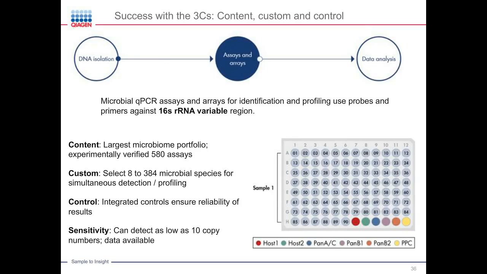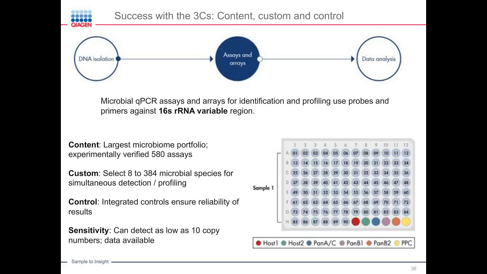As I said, we have 580 verified assays. What does this mean? It means that we have designed the system and actually verified it in our lab, and we know that it works. That's why it's called experimentally verified assays. There are different kinds, especially with this huge number of assays: bioinformatically designed and then experimentally verified. Bioinformatically designed means they're using an algorithm to design the primers for detection of these microbes, but experimentally verified is when you actually verify it in the lab and we know that it works.